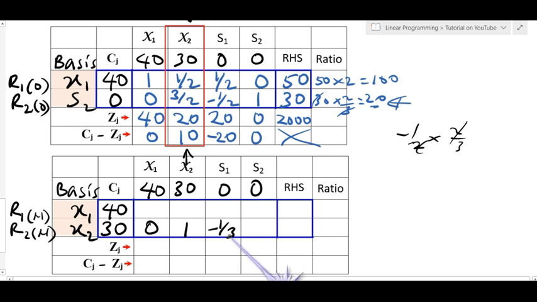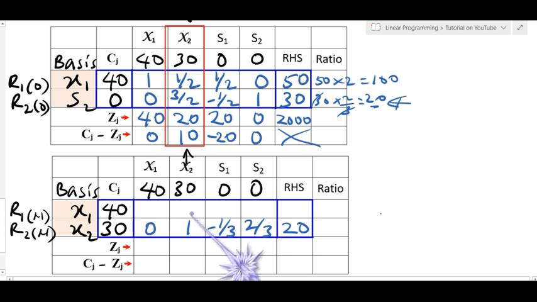The next one, this 1 times 2 over 3, that will be 2 over 3. The next one, 30 times 2 over 3, that will be 20. So that's how to get the values for this row. After that, we now get a 0 value here because it's going to be a unit matrix. We need a unit matrix at the point where you have the variable that is in the basis. So it should be 1 here and 0 elsewhere.